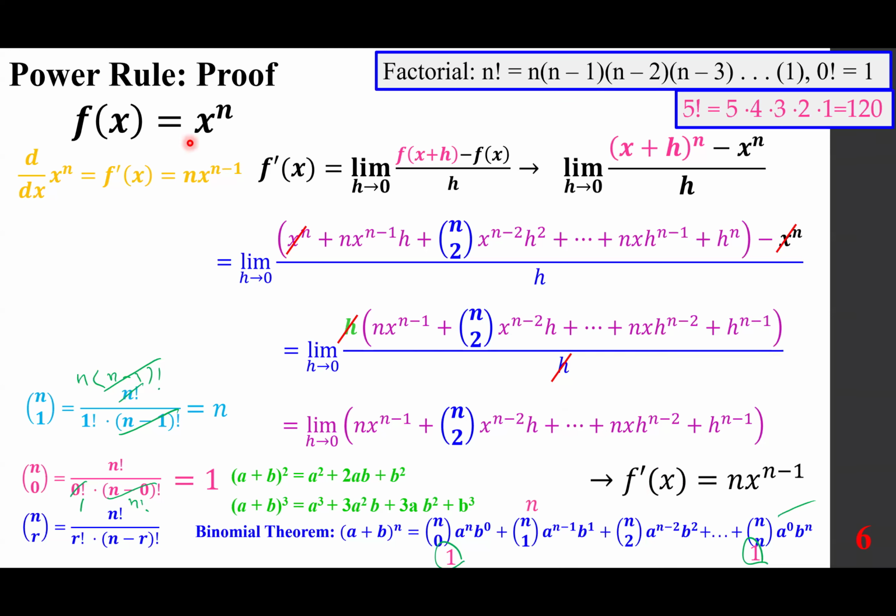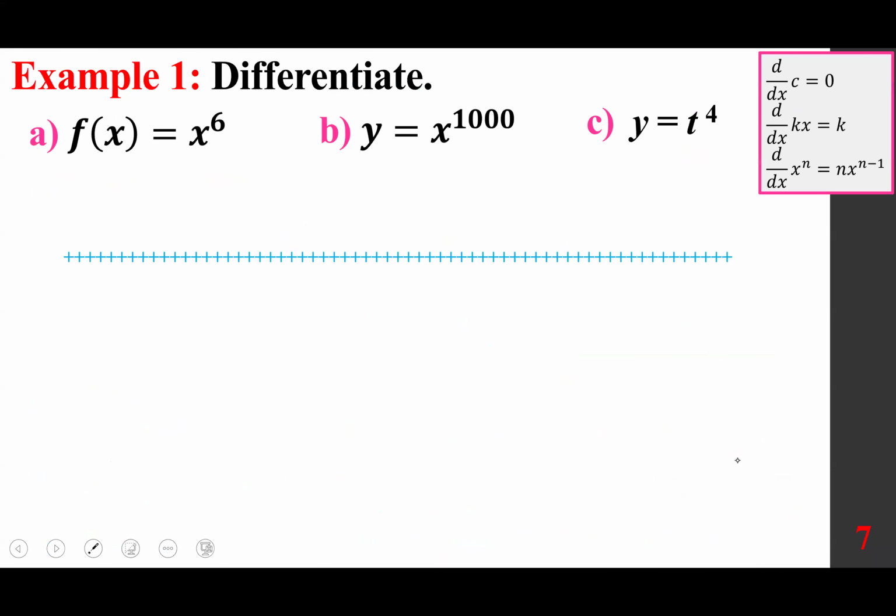That's a proof that when f of x is x to the power of n, f prime of x is n x to the power of n minus 1. Again, you're not responsible for the proof, but if you can follow it, it makes it easier to understand definitions. Again, we are going to look at the easy process by using the power rule.